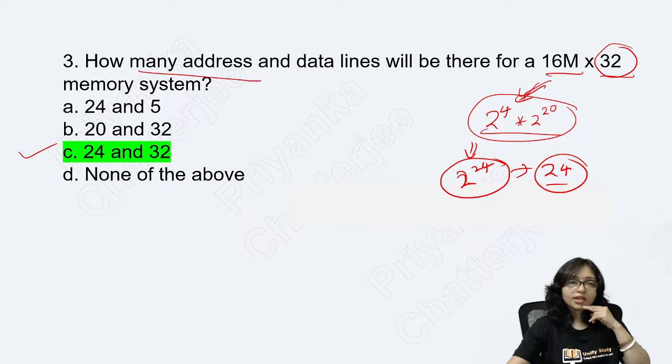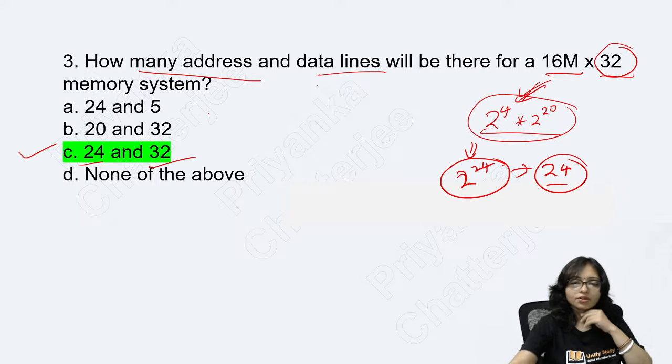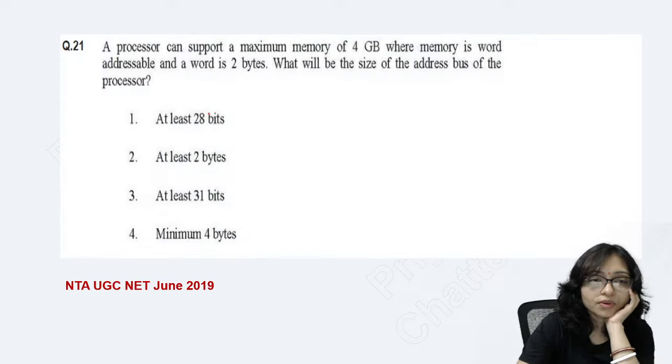So that's why how many address lines are there? That is 24. And the data lines will be directly 32. So answer will be this one. Clear everyone? Very good. All of you are doing correct.